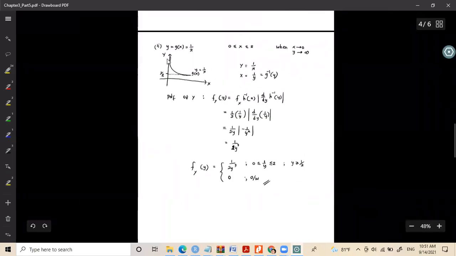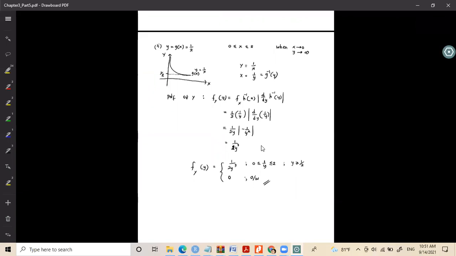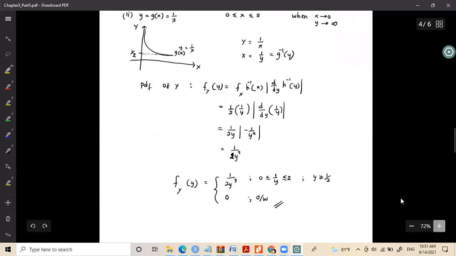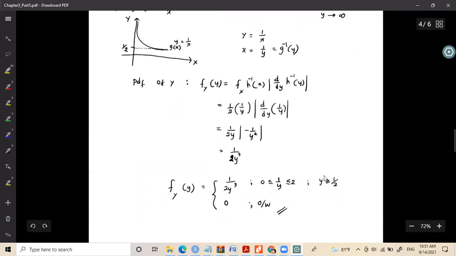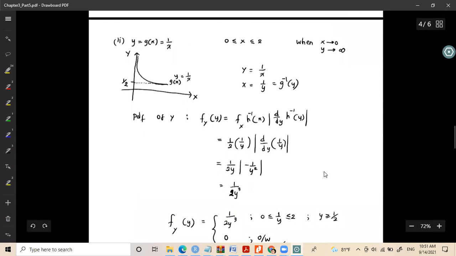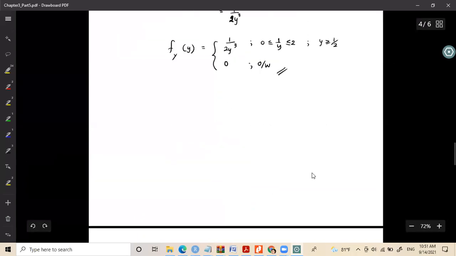So you see that when you have a decreasing function, you'll end up with your derivative negative, and with the absolute value, the negative will go away. So you'll end up with the nice PDF for y. Okay, any question about this one? Anything unclear? Right, okay, then shall we move on to the next example?